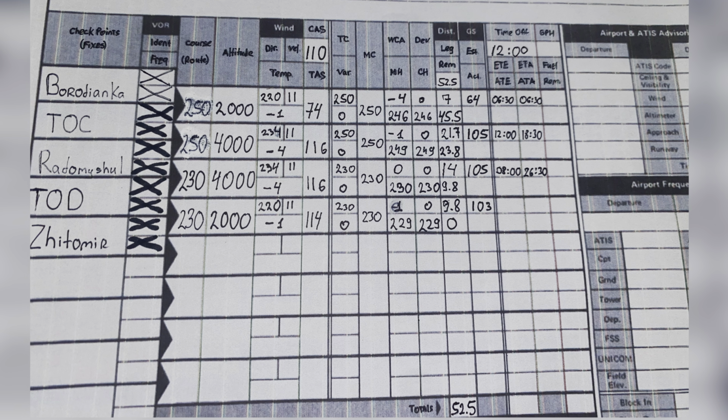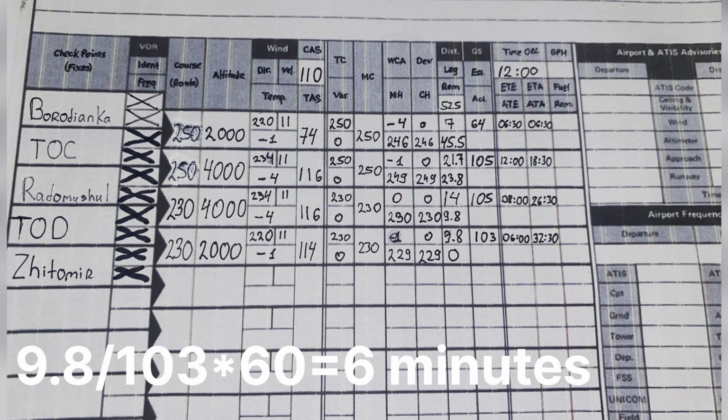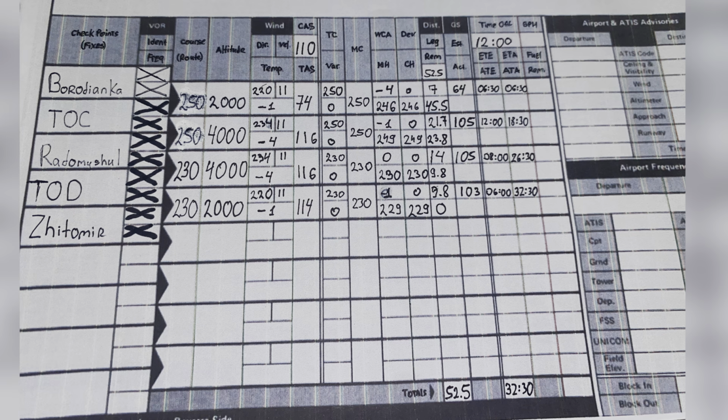The fourth leg will be 9.8 nautical miles divided by 103 knots and multiplied by 60. It will be 6 minutes. Total flight time will be 32 minutes 30 seconds.